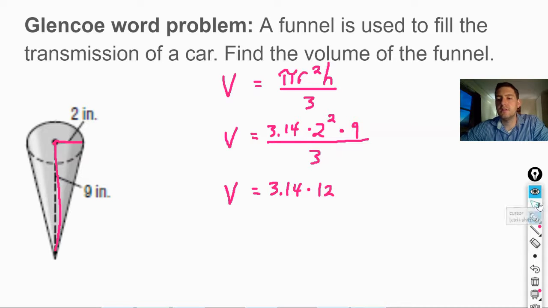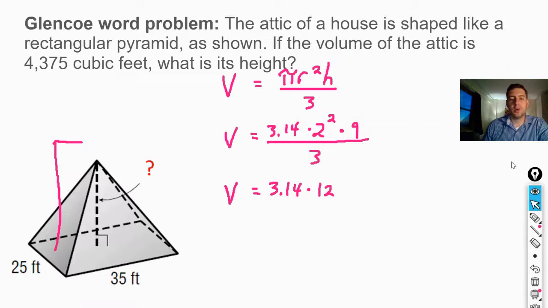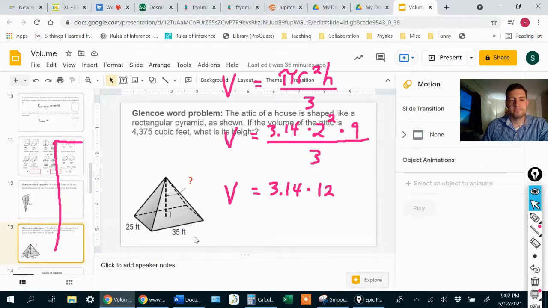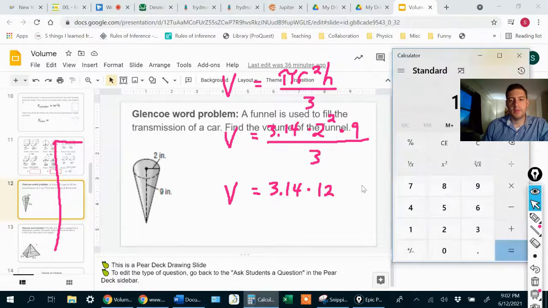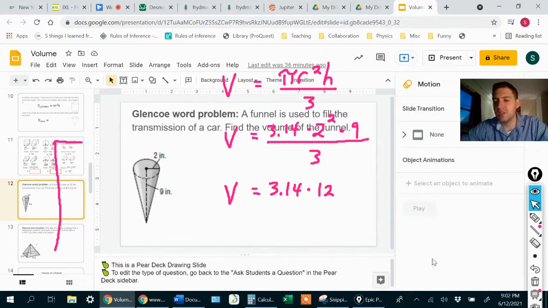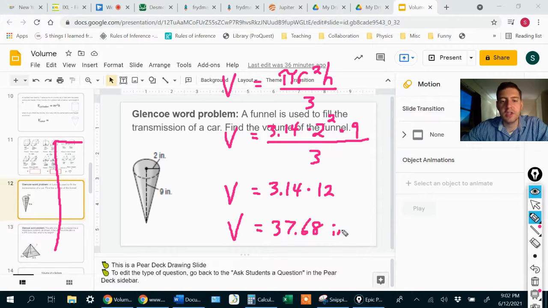And then we could just work that out. So 3.14 times 12, 37.68. So that's going to be our answer for this problem. And that would be cubic inches. So IN and then raised to the third power. We need an exponent of 3 there.